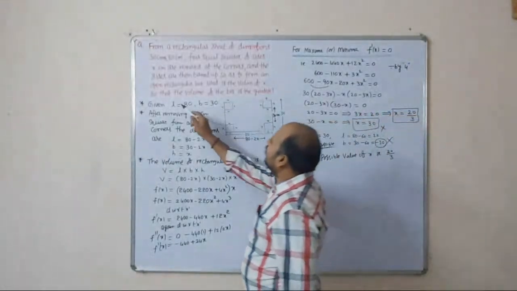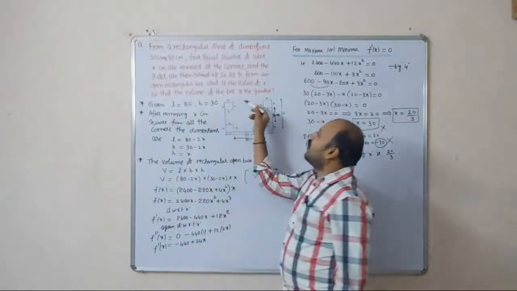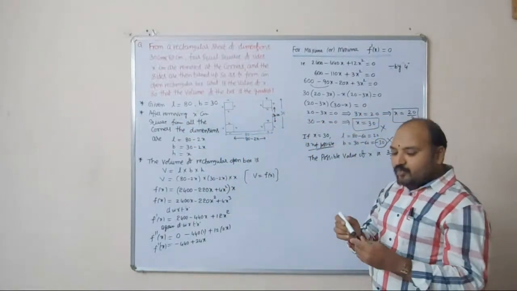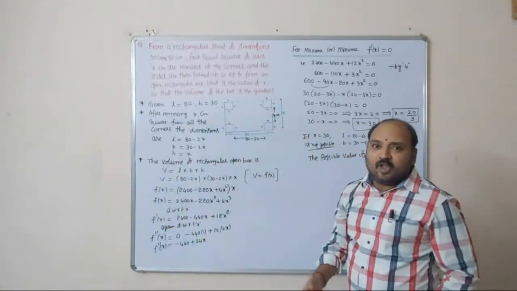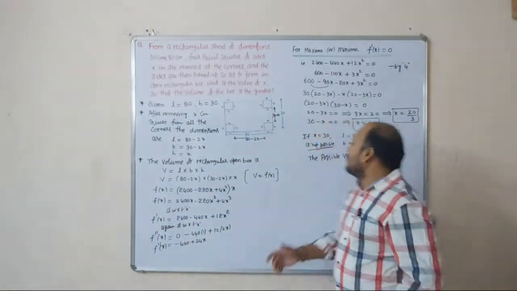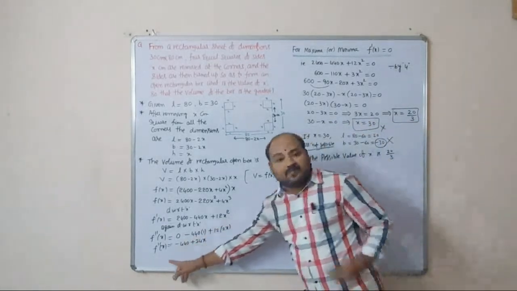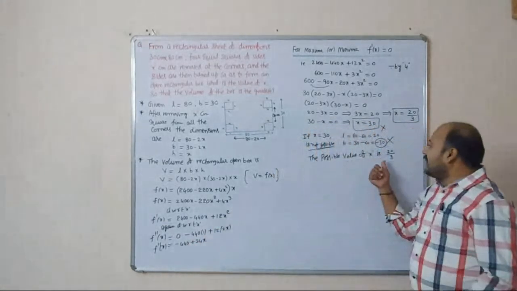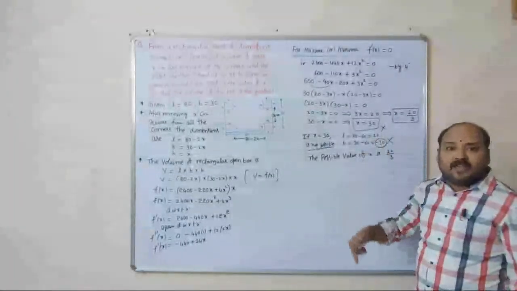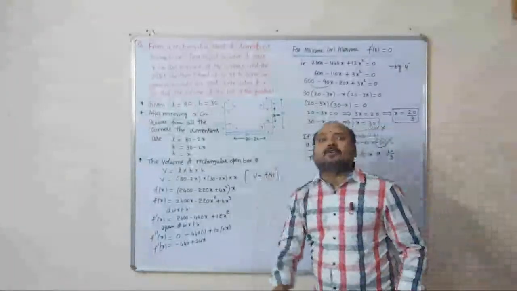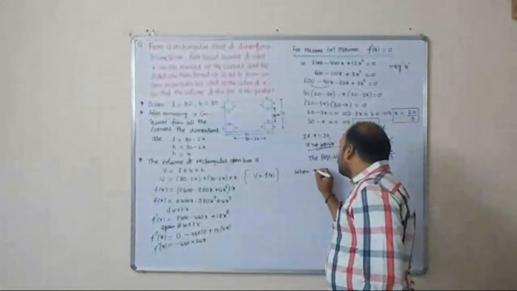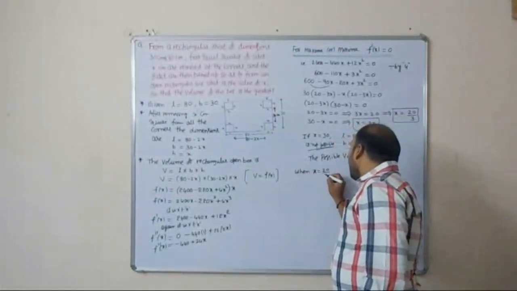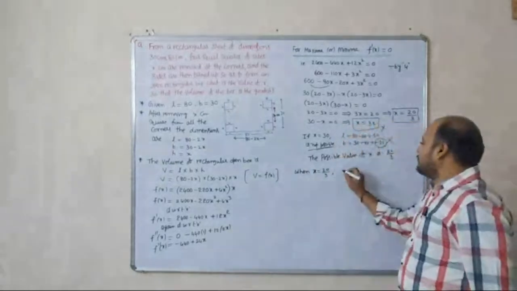But they are asking to prove that the volume of the box is greatest. If you want to prove the function f of x has a greatest value or maximum value, the second order derivative of the function at x is equal to 20 by 3, you have to prove it is negative, less than 0. So, when x is equal to 20 by 3, I am going to verify f double dash of x.